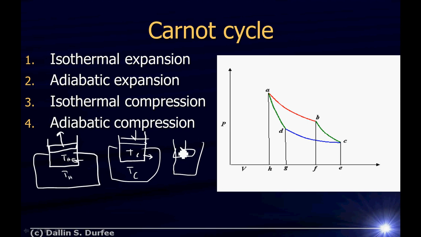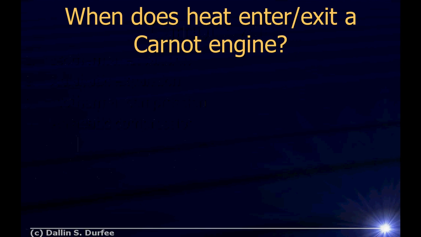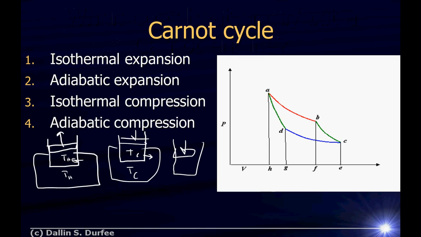All right? First of all, to do this, remember that efficiency is just work over Q hot, which work is Q hot minus Q cold. We can also write it as 1 minus Q cold over Q hot, right? So, to find the efficiency, I need to find Q cold and Q hot. When does heat enter or leave the Carnot engine? Well, if you look at the adiabatic processes, Q is 0, so we don't have to worry about them.